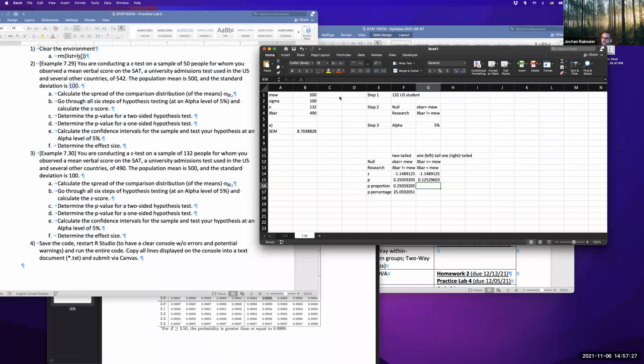Okay, so it's 0.12 now, right? So this is this, and this is this multiplied by 100. So now we're looking at the inward. So now we're doing a one-sided, one-tailed test to the right.